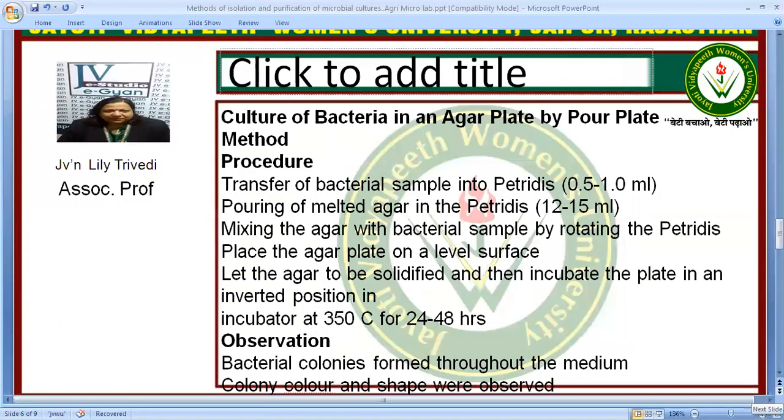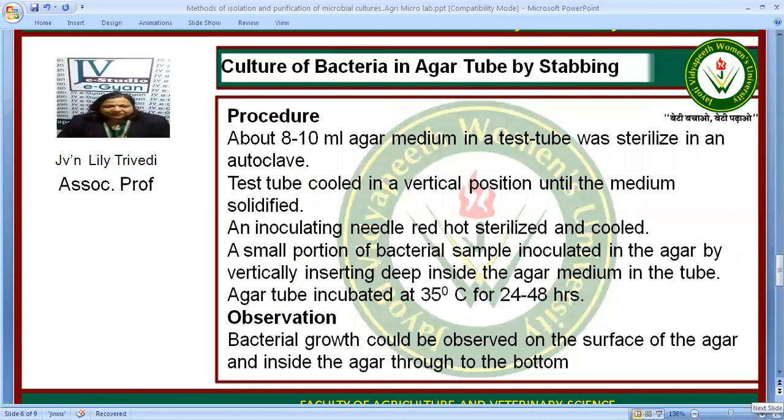Now we have the pour plate method also, in which the bacterial sample is taken and poured in the melted agar in a petri dish. Now the agar is mixed with the bacterial sample by rotating the petri dish, and then it is left to solidify and incubated in inverted position. So bacterial colonies are formed throughout.